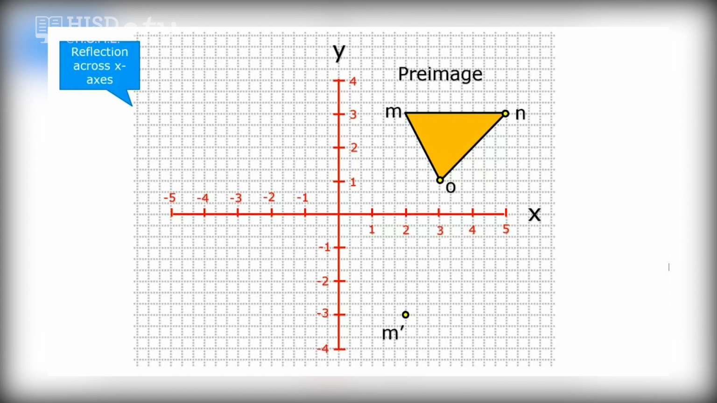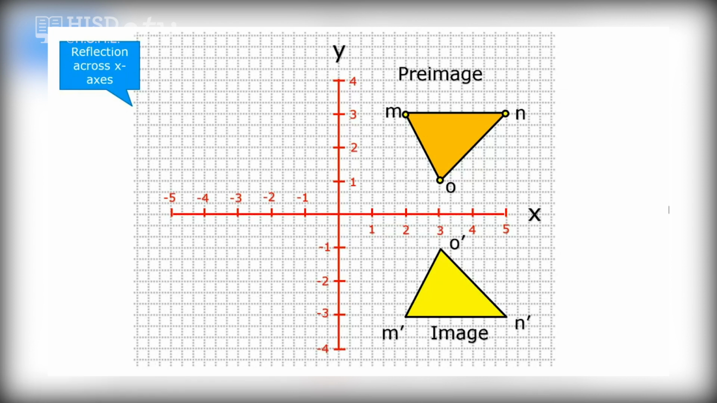I'm going to reflect point N, and it is still 3 units above the x-axis. So now it's going to move to 3 units below the x-axis. And O is only 1 unit on top of the x-axis, so it's going to be just 1 unit below it. So now that we have our 3 points, the only thing we have to do is put the points together, and that's going to be our new image, the triangle reflected over the x-axis.